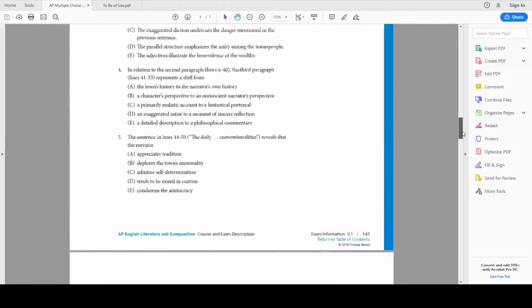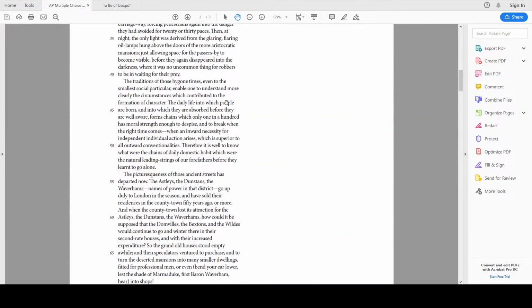All right, let's check it out, 46 through 51. The daily life into which people are born and into which they are absorbed before they are well aware forms chains. Okay, right there I'm going to stop because I'm seeing the word. So let's check what it was referencing. It's referencing daily life. Okay, forms chains which only 1 in 100 has moral strength enough to despise and to break when the right time comes. When an inward necessity for independent individual action arises, which is superior to all outward conventionalities. Therefore, it is well to know what were the chains of daily domestic habit, which were the natural leading strings of our forefathers before they learned to go alone.